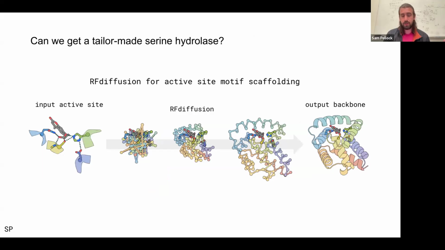So there's been huge advances over the past 5 years or so in machine learning methods for protein structure prediction. And of course, now that's been used in a generative direction to make new proteins as well. So now with RF diffusion, we can start from an active site. This was sort of the dream before this existed. We give a serine hydrolase active site, and then RF diffusion can generate a protein backbone that scaffolds that active site. So this is sort of a tailor-made serine hydrolase, basically exactly the type of thing you'd want to be able to do.